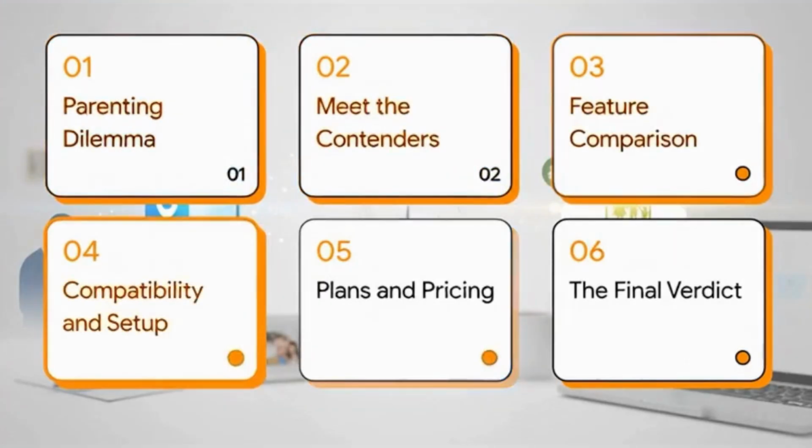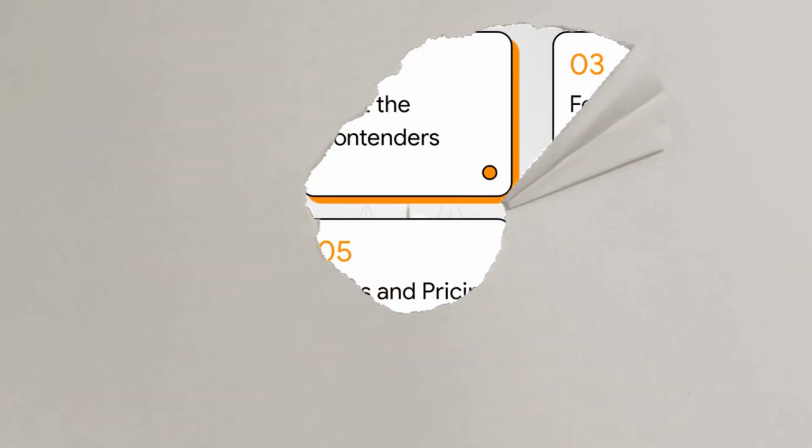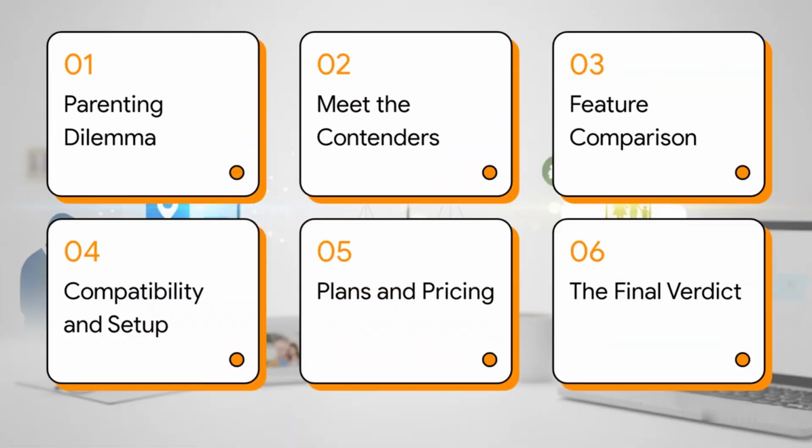All right, so here's what we've got on tap. First, we'll talk about the big problem parents are facing right now. Then, we'll introduce our two contenders, mSpy and Msafely, and put their features head-to-head. After that, we'll look at the practical stuff, like how to install them and what they cost. And finally, we'll give you our final verdict on which one might be the best fit for your family.